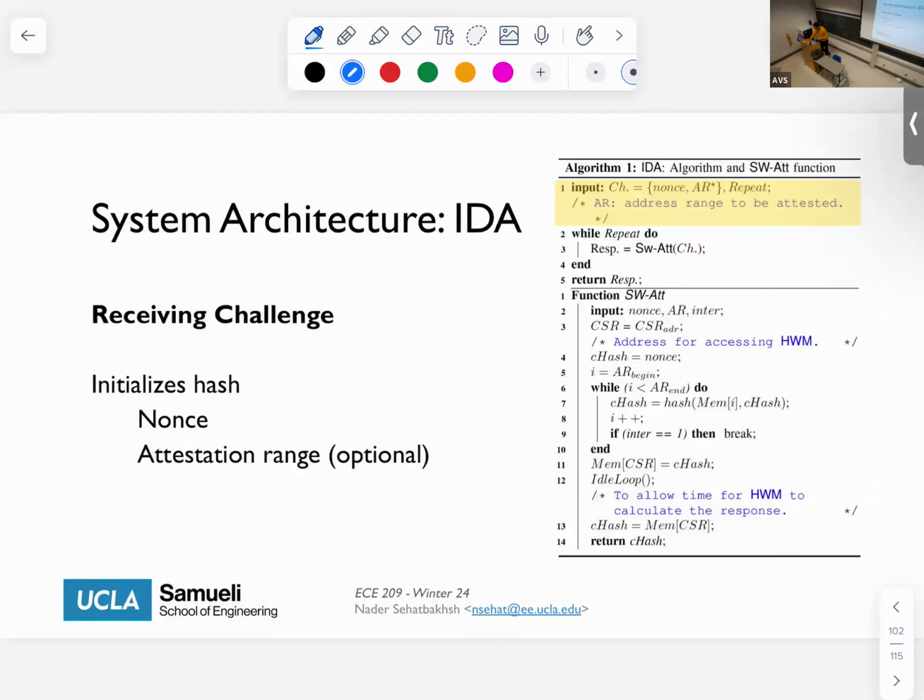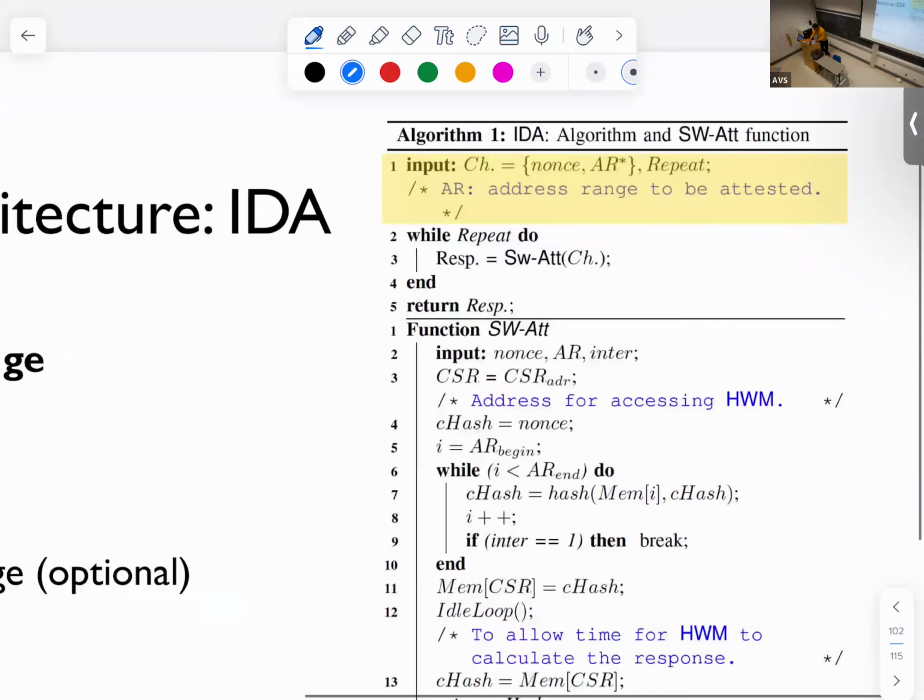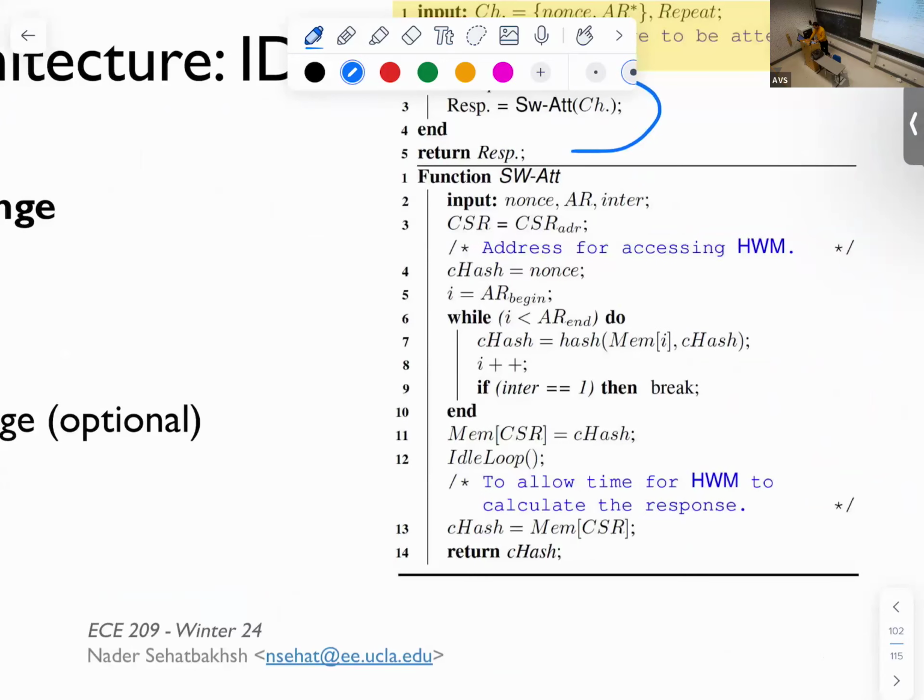Cool. If you're interested, take a look at the algorithm as well. So essentially, this is the software attestation phase, which is just repeating over and over. The software attestation is nothing but what we said before: it takes the nonce, takes the attestation range, goes through the attestation and computes the hash. The hash function could be SHA, could be anything else. And if an interrupt happens, it breaks and then repeats this process. If nothing happens, then we just get the final value and move on.